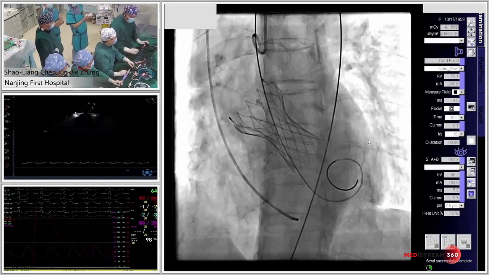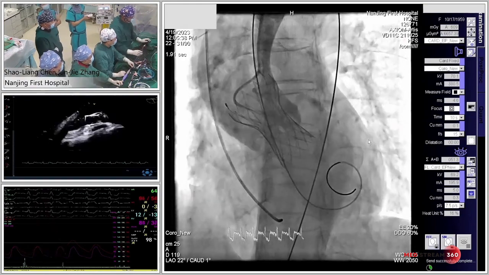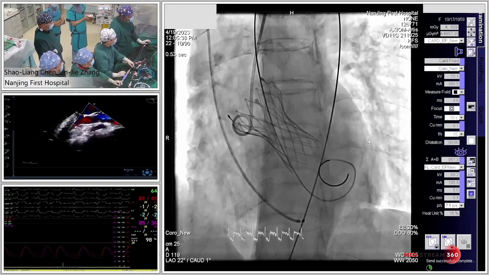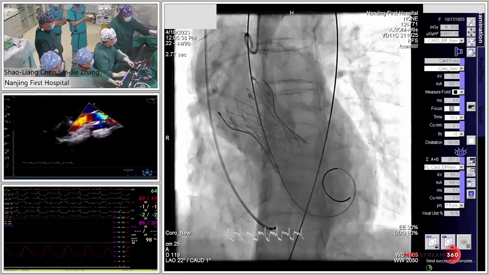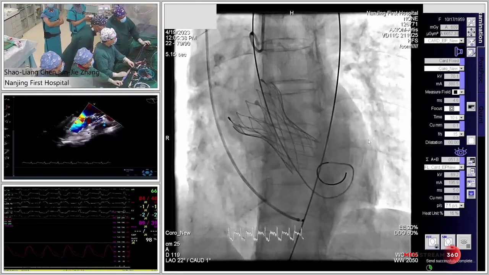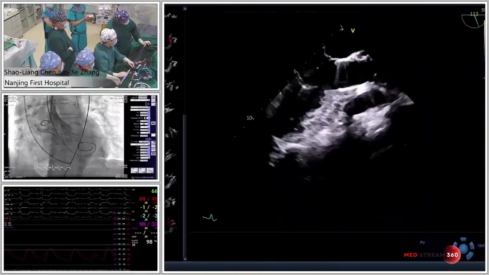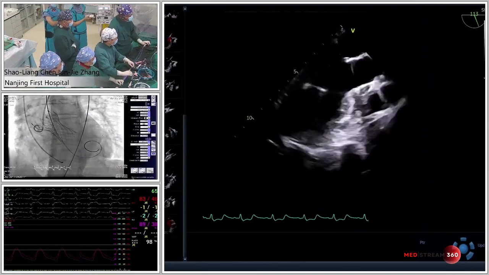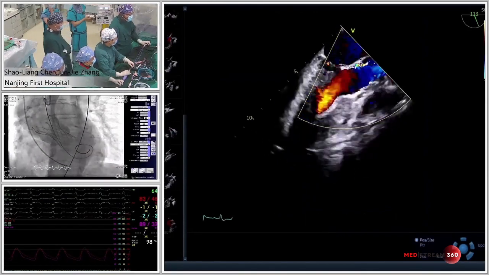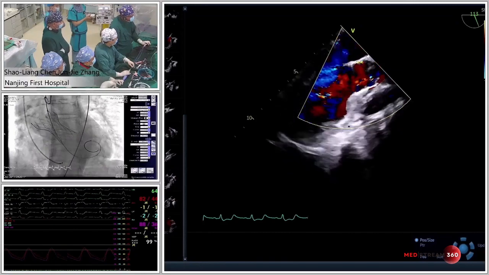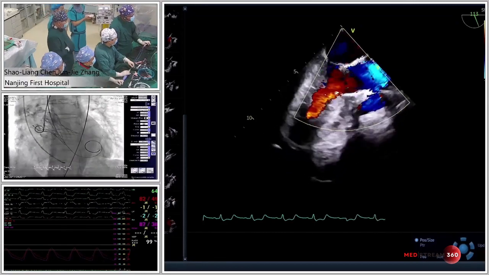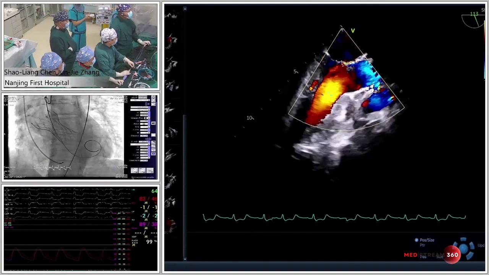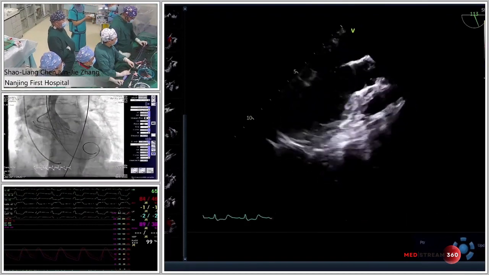Zhang Juan, can you show the echo result? Yeah, angiographically, there is a severe regurgitation. I think the regurgitation is central. Yeah. It's caused by the wire. There is no PVR for this case. Okay. Yes. From the echo, the position is good and the valve is stable with no PVR. Maybe trivial. And there is severe central regurgitation. Yeah, this is because of the stiff wire. Yeah, I think so.